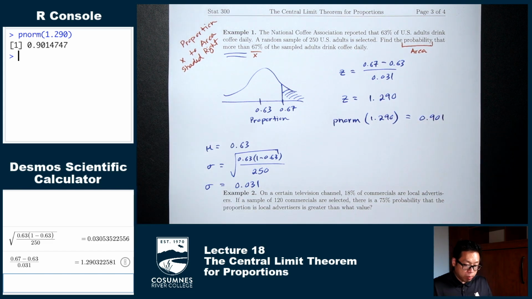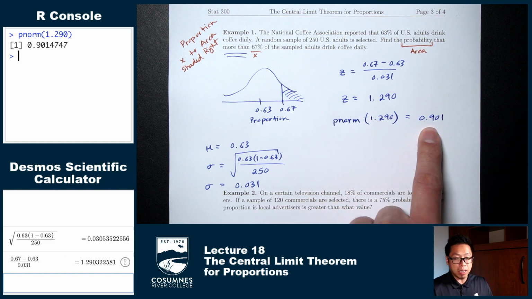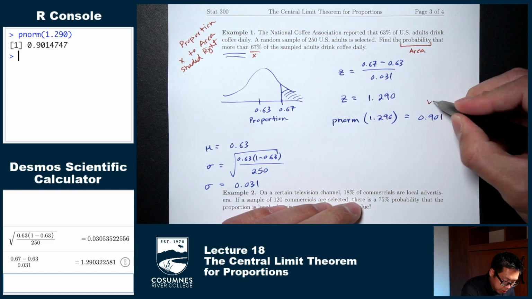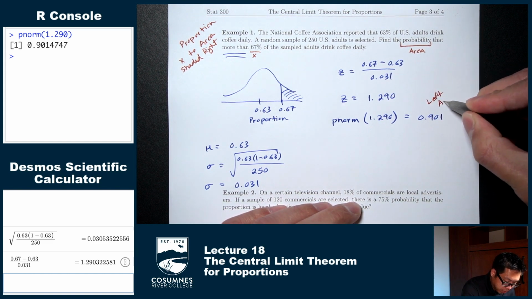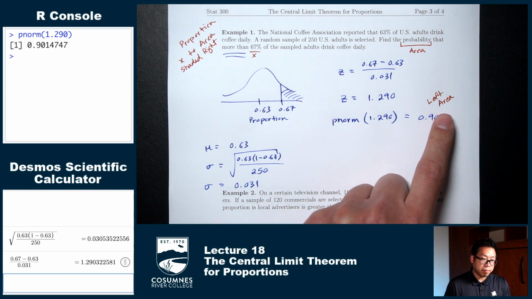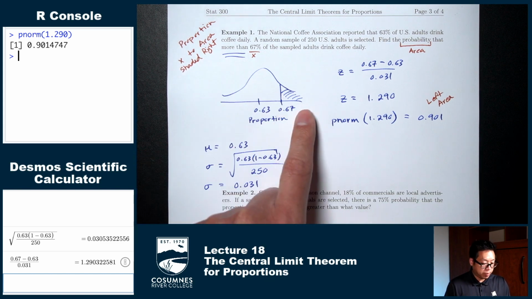Now remember, the way p-norm works is it takes a z and it spits out the left area. So this is a left area. Which means if you are looking for a left area, you're done. If you're not looking for a left area, you have to do something else. Are we looking for a left area? No, we're looking for area to the right, okay?